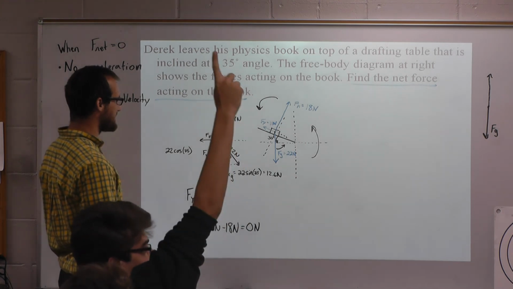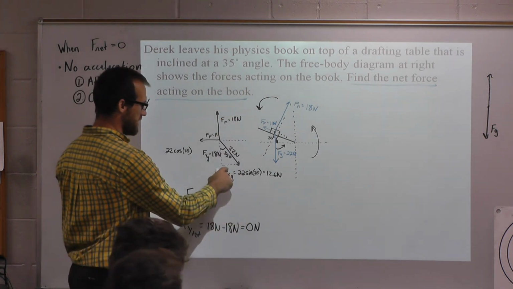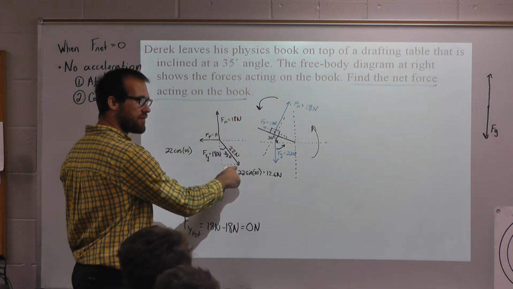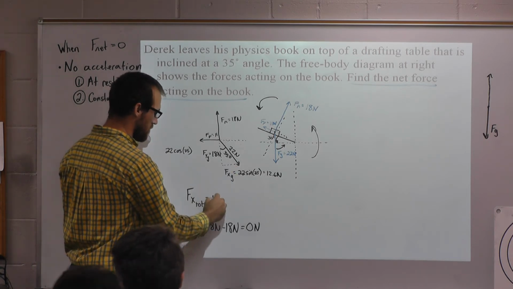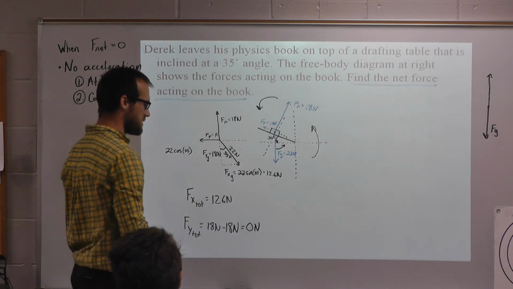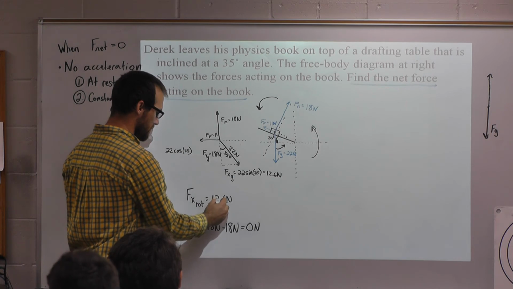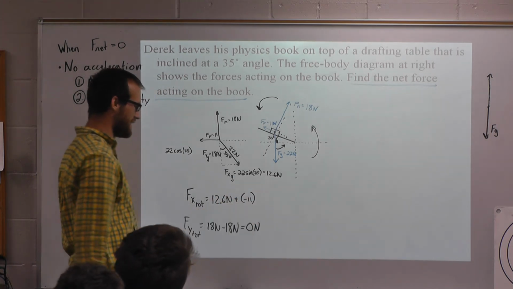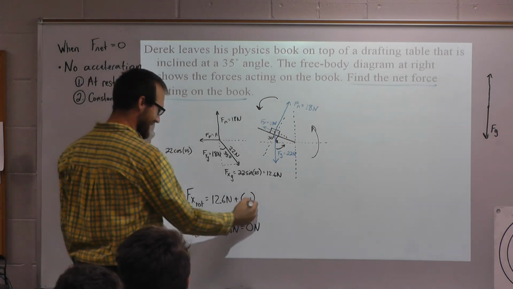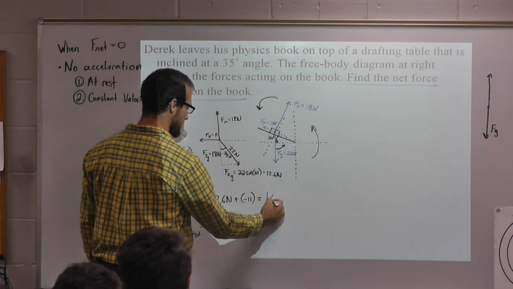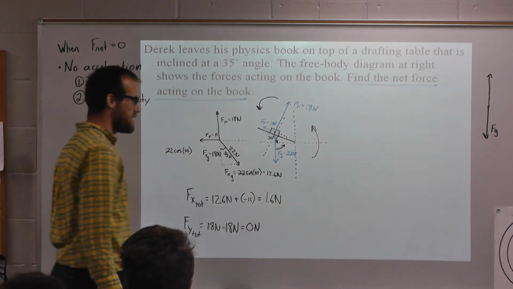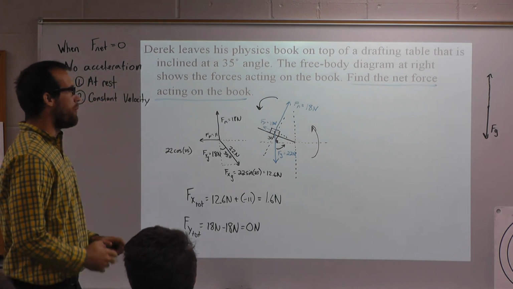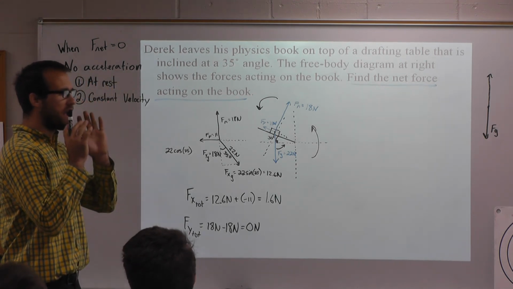My X would be, is this X a positive X or negative? Positive, so 12.6 newtons plus a negative 11. 12.6 minus 11 is 1.6 newtons. Now, 18 newtons minus 18 is zero. So the net force is 1.6 newtons.